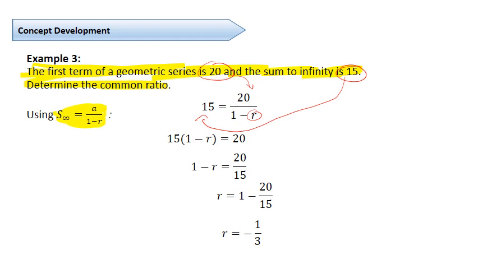First thing I need to do is multiply both sides by 1 minus r, and I get 15(1 minus r) equals 20. Next thing I'm going to do is divide both sides by 15, and I'm left with 1 minus r equals 20 on 15. Then I can rearrange this for r, subtracting 1 from both sides and then multiplying by negative 1. I get 1 minus 20 on 15, and this equals r is negative 1/3. My common ratio is negative 1/3. This concludes everything that you need to know about geometric sequences.